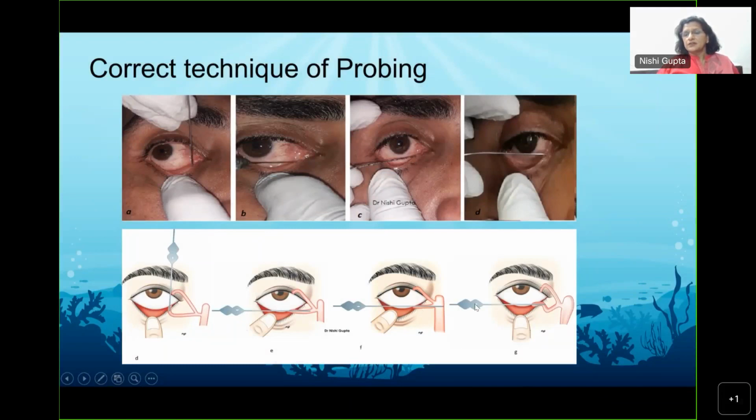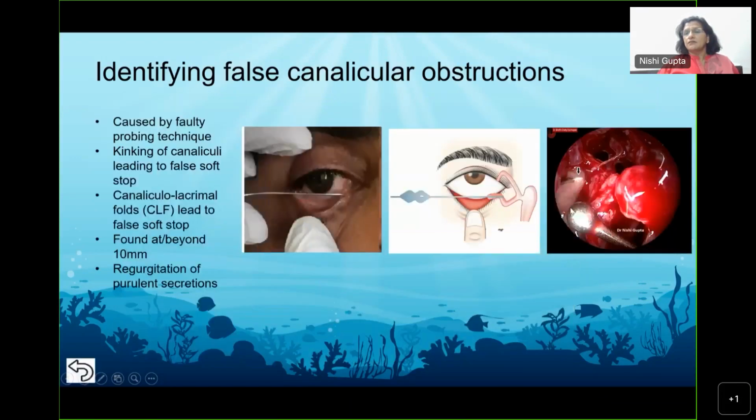Then there can be false canalicular obstruction because of the kinking of canaliculi, as well as with this canaliculo-lacrimal sac fold. And how do we detect the false canalicular block? It is found at or beyond 10 millimeter. As we just mentioned the dimensions of this, this comes to around 10 millimeter here. So if it is at 10 millimeter or beyond, that means it is hitting one of the walls of the sac and it is not a true canalicular block.